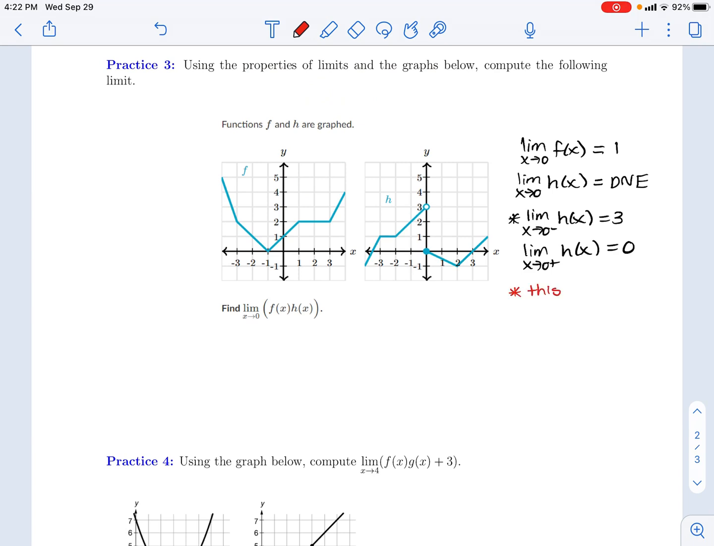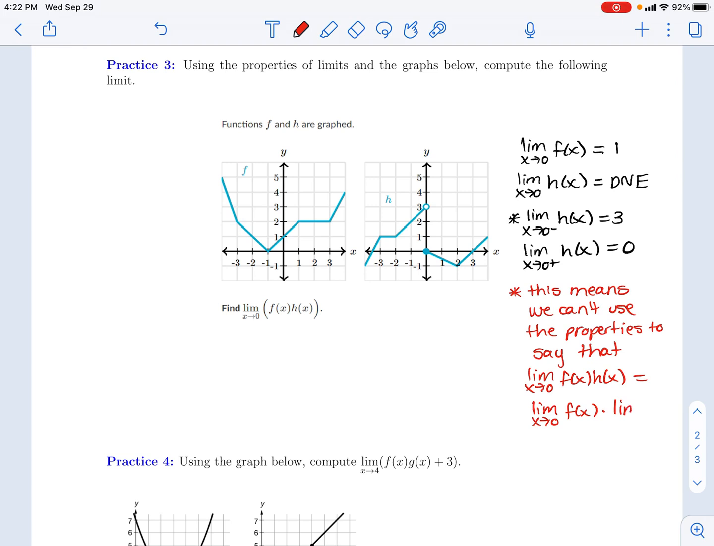So this means we can't use the properties to say that the limit as x approaches 0 of f of x times h of x is equal to the limit as x approaches 0 of the first function times the limit as x approaches 0 of the second function. Okay, so we can't. So this is a no.